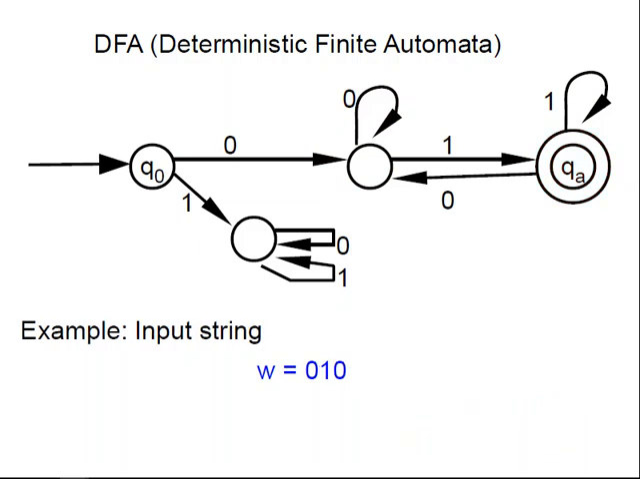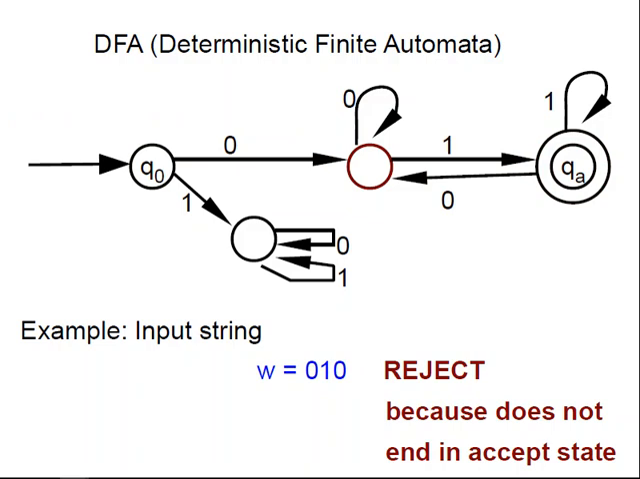Let's do another example. Let's consider the input string 0, 1, 0. We always start in the start state. We read a 0, we follow the corresponding arrow. We read a 1, and then we read a 0, and then the input is done, and we reject because we did not end up in an accept state.